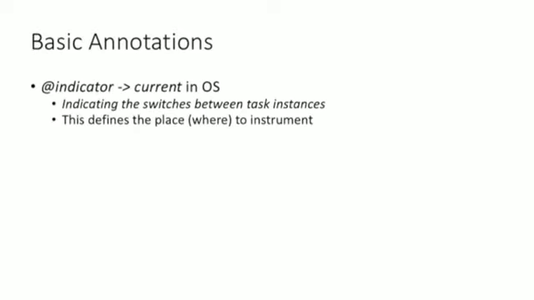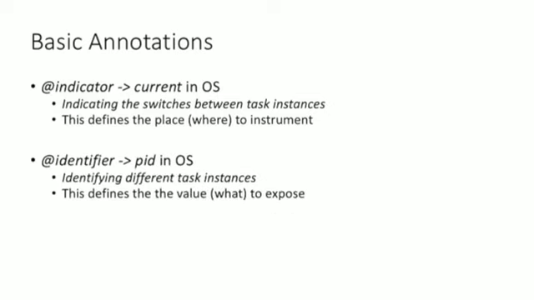Indicator is just like the current variable in the OS. It basically tells us, okay, we are switching the context in the application. So this is the place where we actually perform our instrumentation. When you tell the provenance system, hey, the context is changing. And the identifier basically tells which task it belongs to. So this is also some of the information you tell the provenance system, when you say, hey, I'm currently working on this task A or task B or task C.